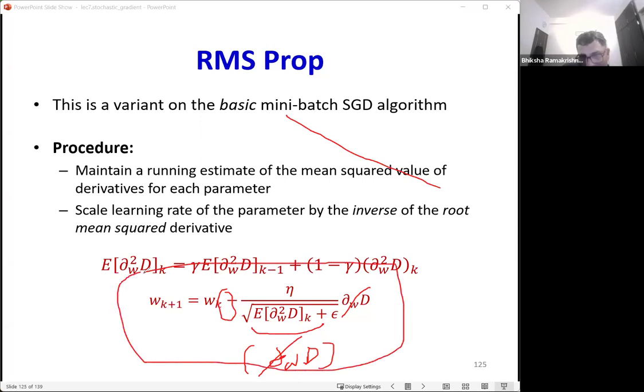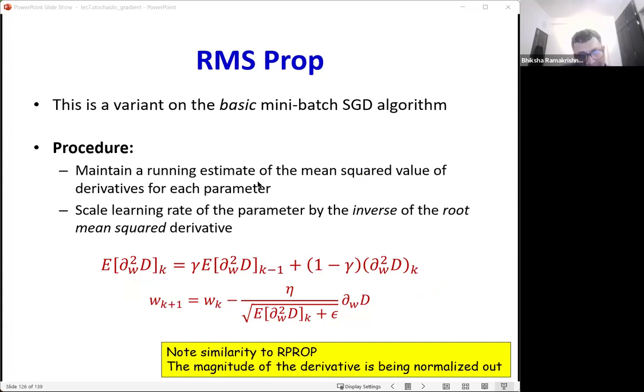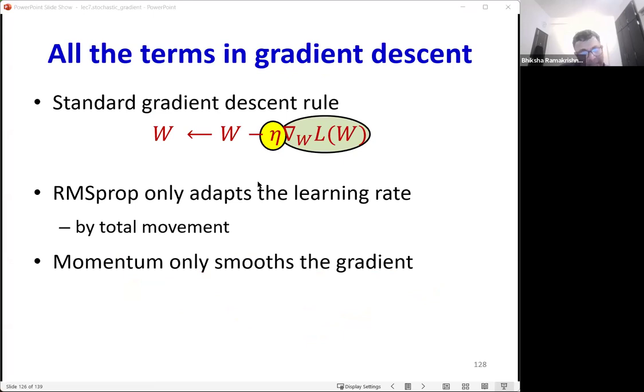Now, which was the learning method where we only considered the sign of the derivative? Anybody remember? Did this make sense? That if you have a constant slope, at every point the slope is the same, right? So the RMS value is simply going to be the slope itself, so it will cancel out. All you're left with is the sign, right? So that's why this was called RMSProp. RMSProp is basically viewed as an extension of RProp, because the magnitude of the derivative is being cancelled out.